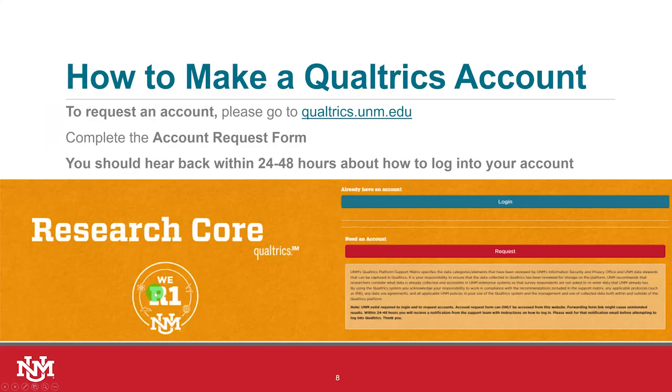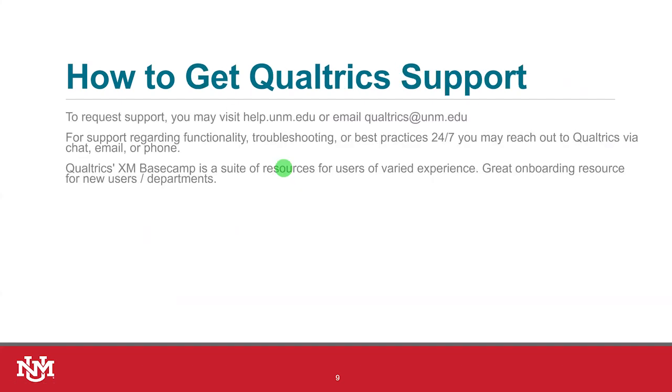So just to start, how do you get a Qualtrics account? Well, you already have one. All you need to do is go to qualtrics.unm.edu. That's this website here, and click this blue login button here at the top. You'll be fed right into the system. This is actually no longer accurate. You'll be logged in right away and be able to start using the tool immediately.